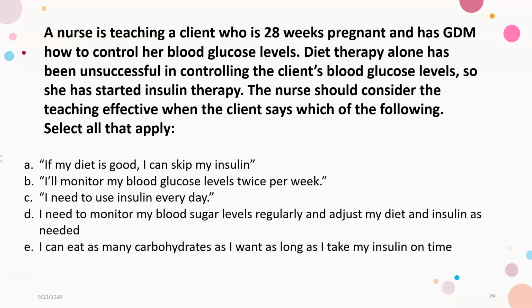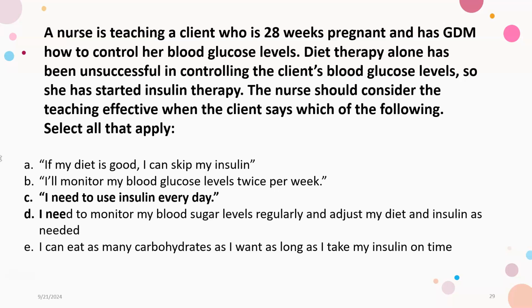A, if my diet's good, I can skip my insulin. B, I'll monitor my blood glucose levels twice a week. C, I need to use insulin every day. D, I need to monitor my blood glucose levels regularly and adjust my diet and insulin as needed. E, I can eat as many carbs as I want as long as I take my insulin on time. So select all that apply.